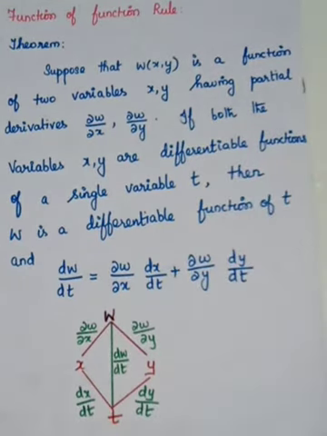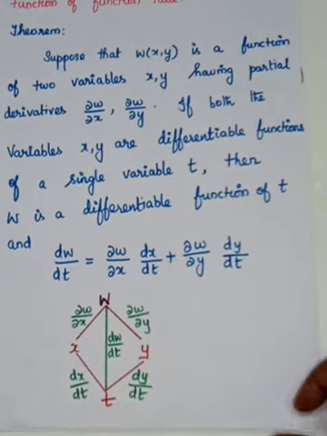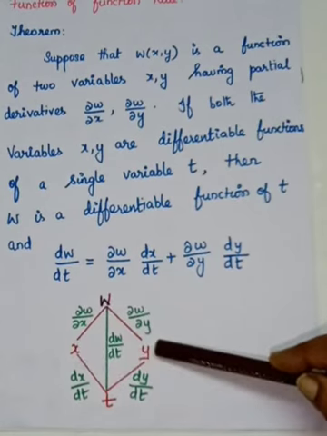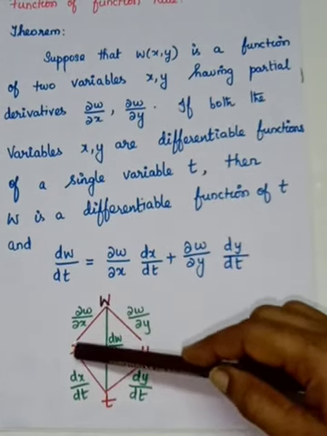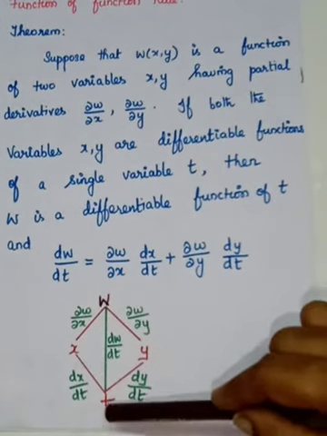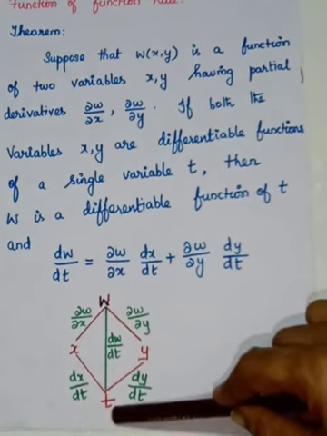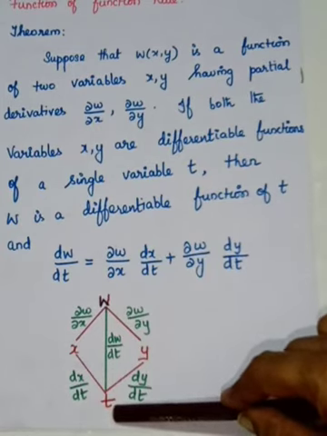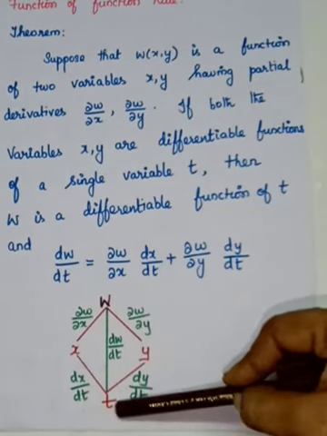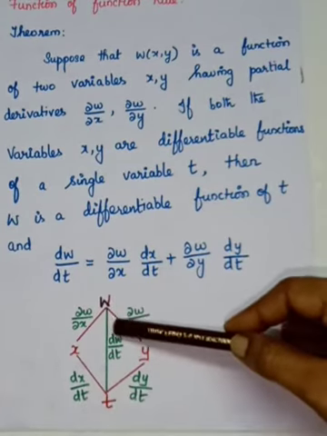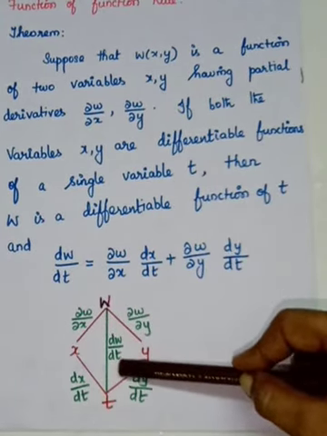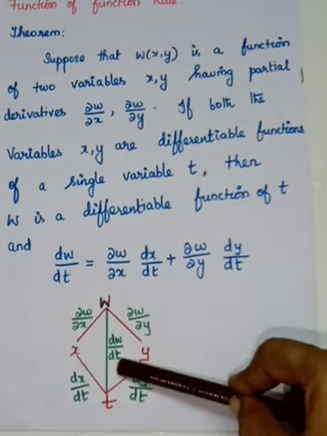So this theorem is explained through a diagram. You see, w is a function of x and y. These x and y are functions of a single variable t. Then according to the theorem, w is a differentiable function of t. So we can find dw by dt. What is the formula?